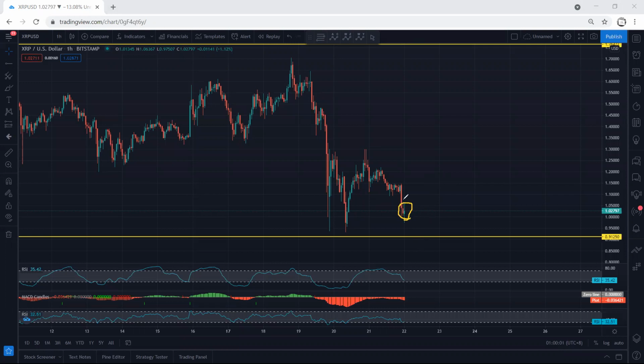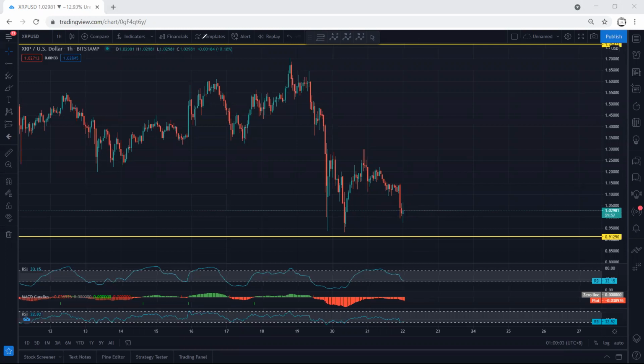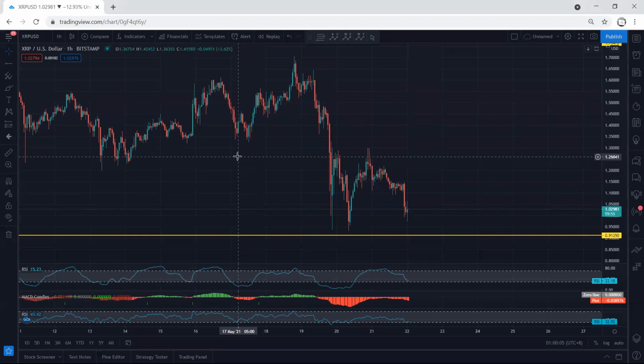But anyway, any reversal from now we can look for trade. In this case, we just follow the chart. If I see any update, I will share.